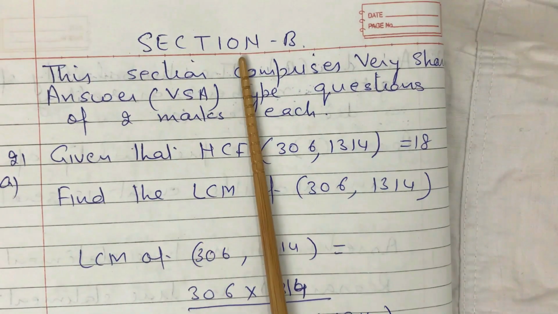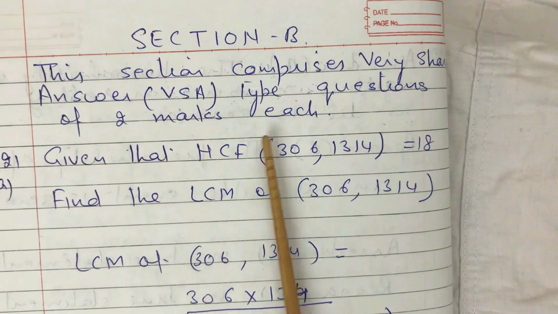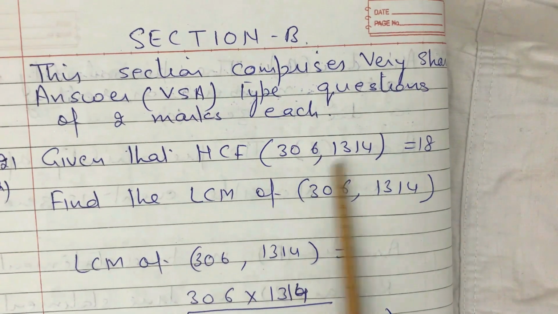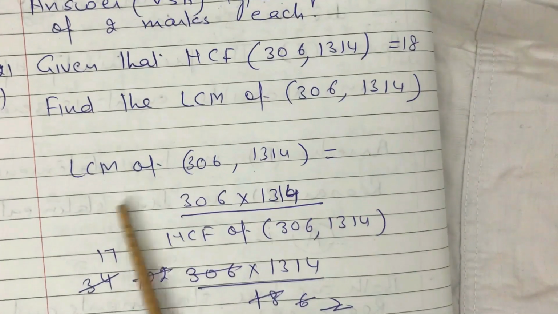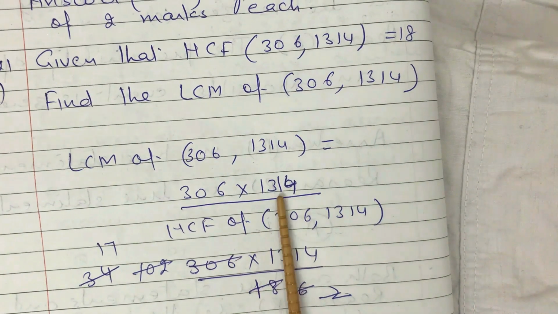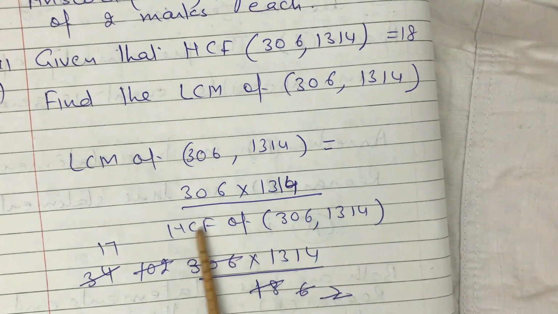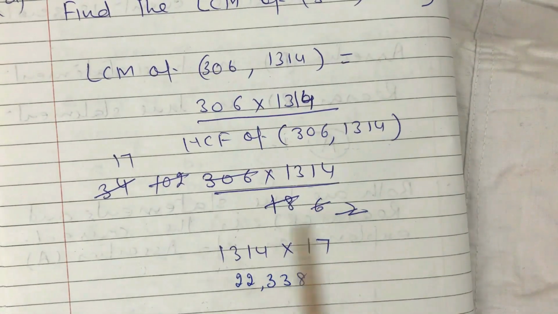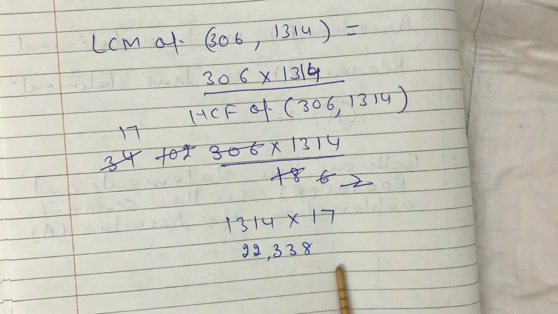Now section B. This section comprises very short answer type questions of 2 marks each. 21st question. Given that the HCF of these two numbers is 18, find the LCM of these two numbers. Now the LCM of these two numbers is equal to 306 into 1314 divided by the HCF of these two numbers. The HCF is given as 18. So calculate it, you will get 22,338. So that is the answer.